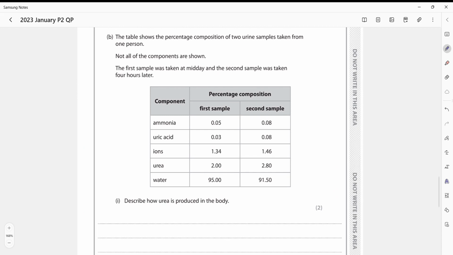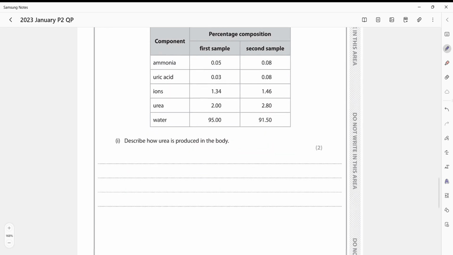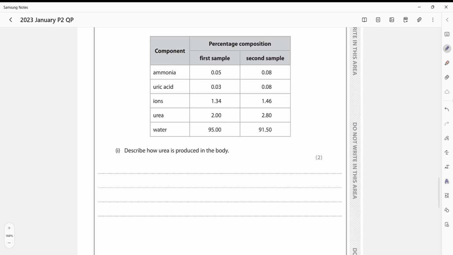The table shows the percentage composition of 2 urine samples taken from one person. Not all the components were shown. The first sample was taken at midday, and the second sample was taken 4 hours later. Okay, so the first part, it says describe how urea is produced in the body. So urea is produced by the liver, and that's when we break down excess amino acids into urea, and that process is called deamination.